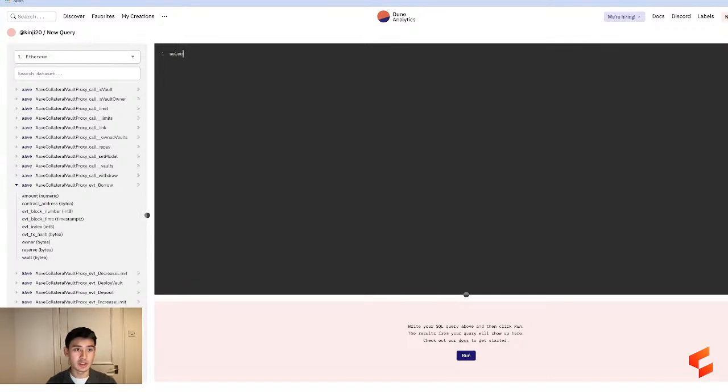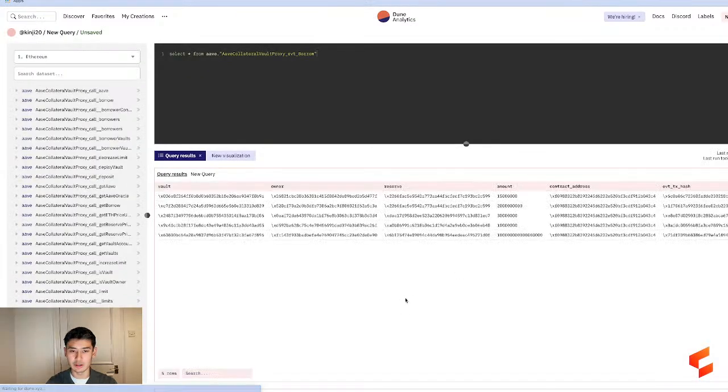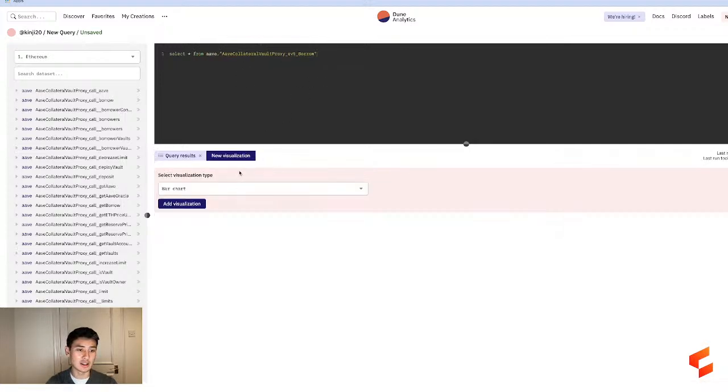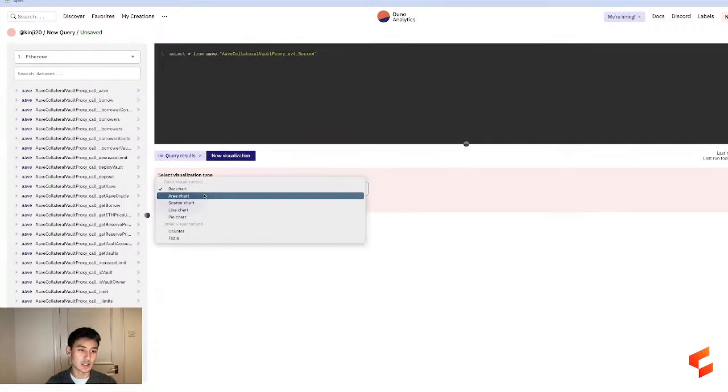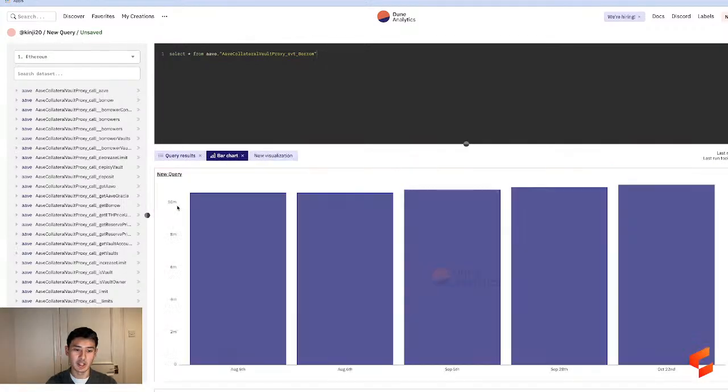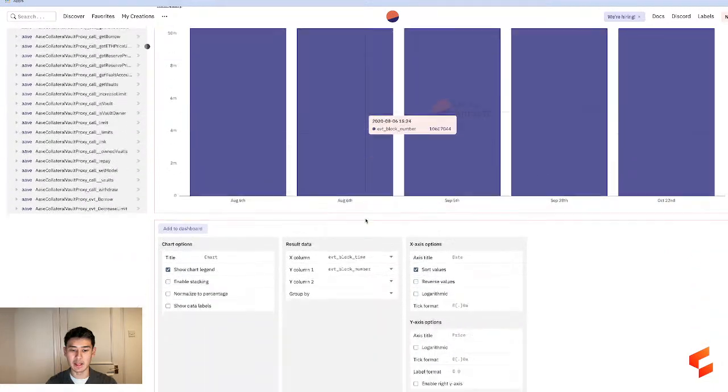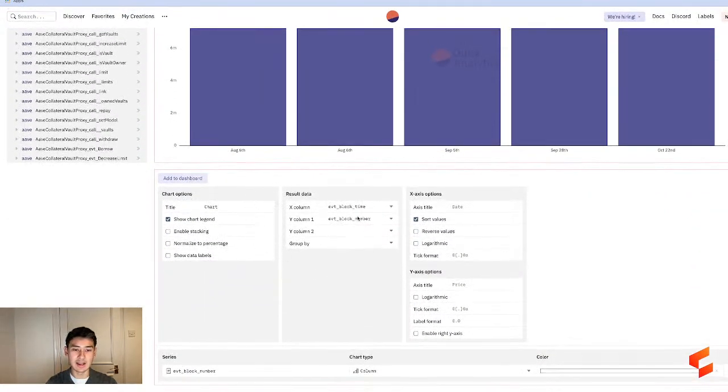Just to give an example, you just type that in here. You can hit run. I'm not sure if this will run. Oh, perfect, it did run. There I'm able to pull all the data from this data table. From there, it's really easy to make a visualization. You just hit new visualization, choose what type of visualization you want, hit add, and it'll automatically make it, and then you can edit down here.